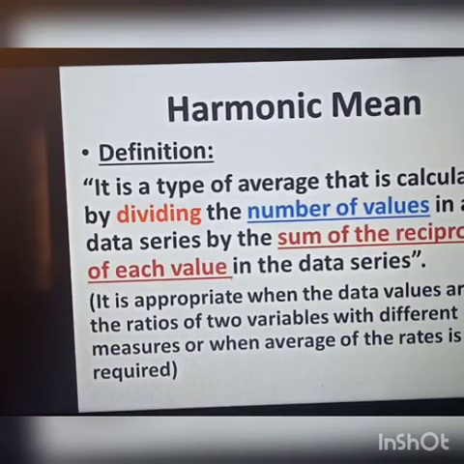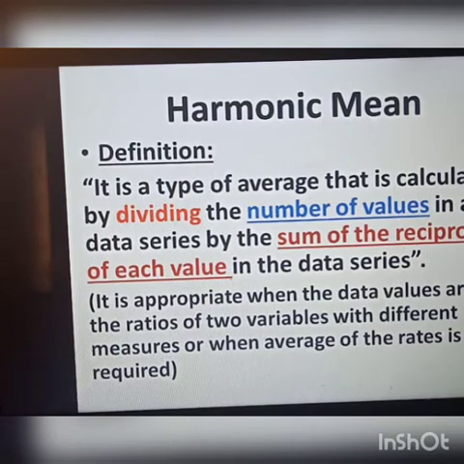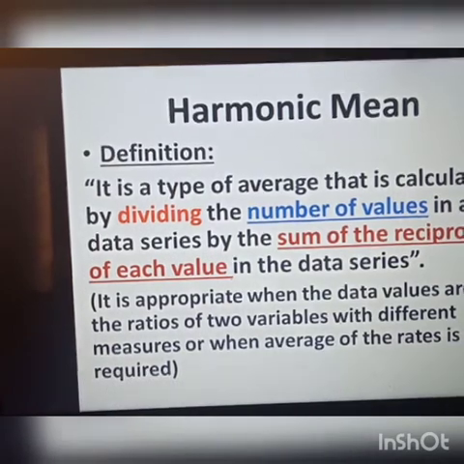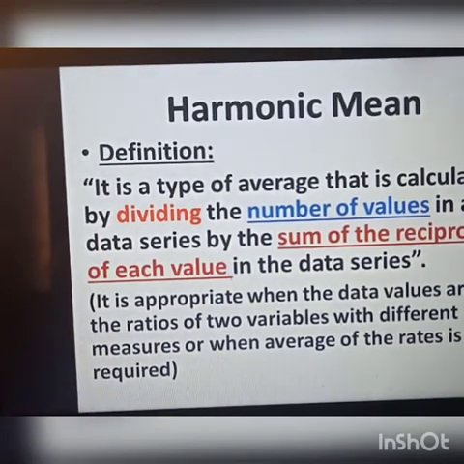Now the third type of mean is harmonic mean. Its definition is, it is a type of average that is calculated by dividing the number of values in a data series by the sum of the reciprocals of each value in the data series. It is appropriate when the data values are the ratios of two variables with different measures, or when average of rates is required.